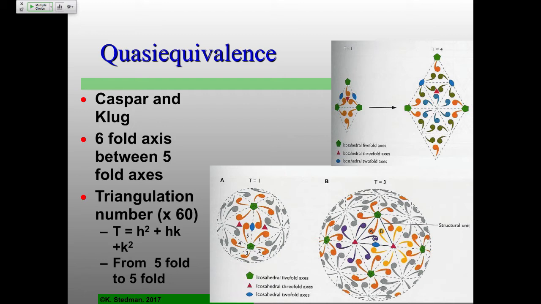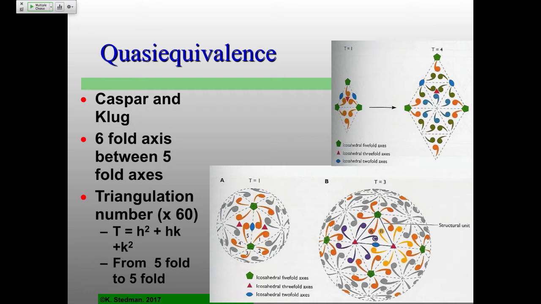If you have icosahedral symmetry, that gives you something which you can then define mathematically. We could go through the whole mathematical derivation. I don't expect you to do that. If you're interested, you can go and look at the field textbook. But basically, it's called a triangulation number. T equals h squared plus hk plus k squared. What the heck are h and k?